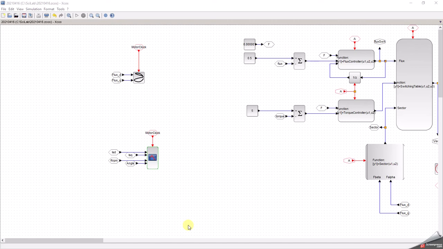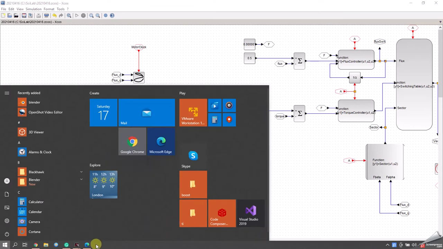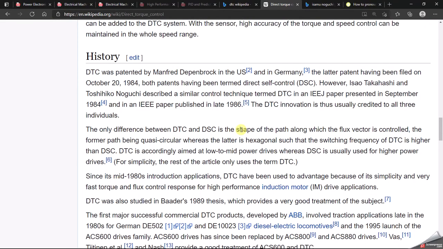Okay, so I've been developing a motor control algorithm called DTC, which stands for direct torque control. So a little bit of background. Here's Wiki, and it's basically three players in the development of this: Mr. Manfred Depenbrock, and two Japanese guys, Mr. Takahashi and Mr. Noguchi, if I pronounced that correct.